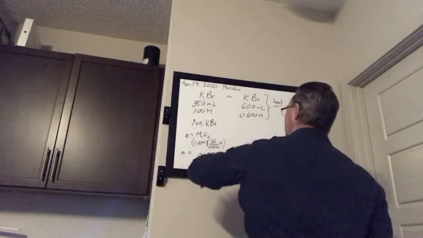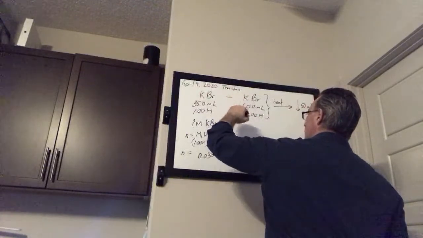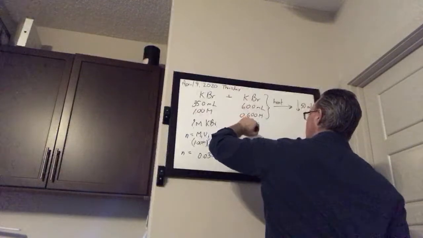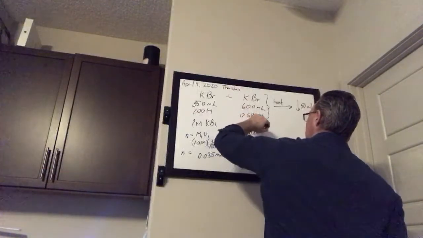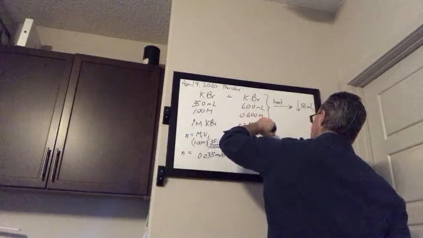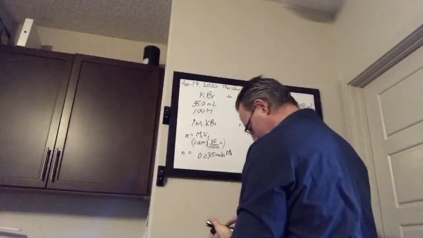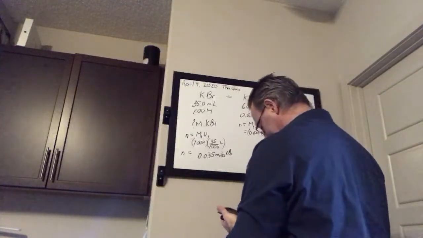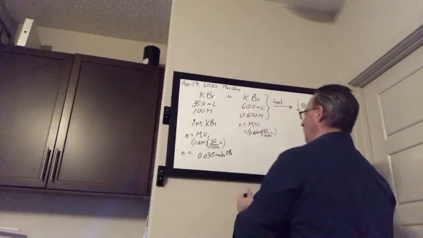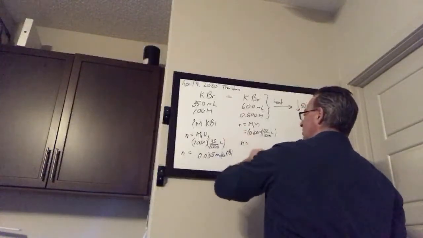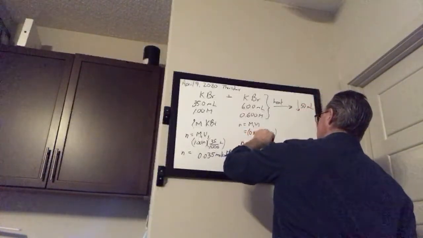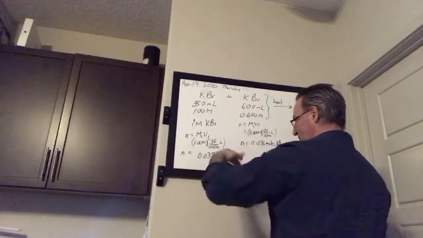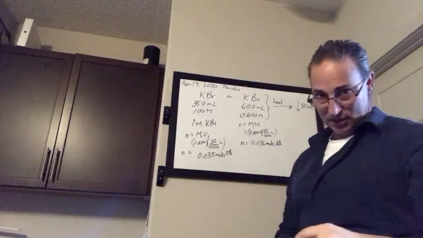contributed from this. This one also, you're going to use the same calculation, except this one is 0.6 molar and 60 thousandths of a liter. So 0.06 times 0.6 gives you 0.036 moles of KBr. Now you add all that KBr together because you've mixed the two solutions together.